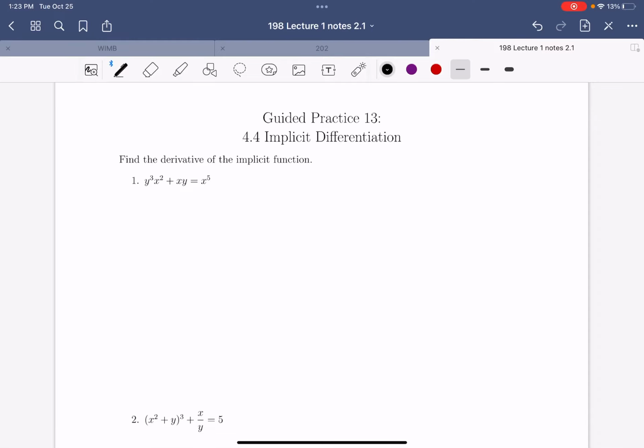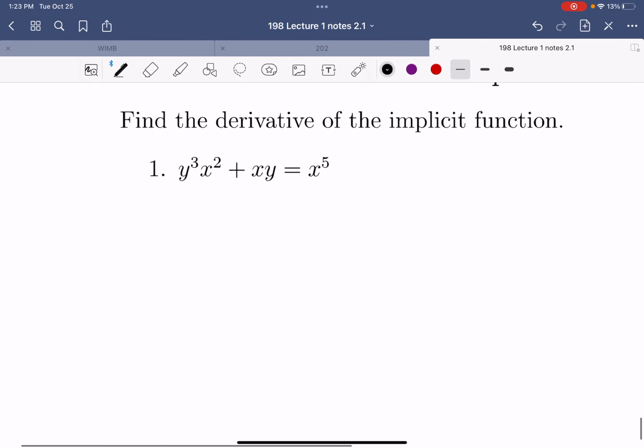All right, welcome to Guided Practice 13. This is section 4.4 on implicit differentiation. So we got a couple of problems to tackle today. Notice this first one is written implicitly. I've got x's and y's mixed together.